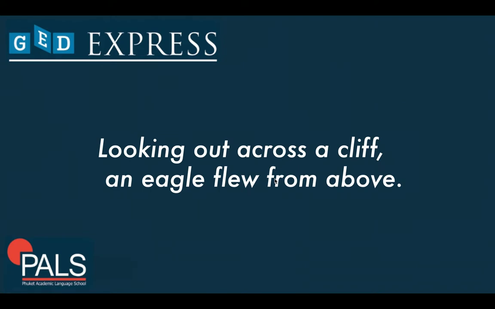Alright, so if you guessed that it might be confusing because we don't know who is looking out across a cliff, we can assume that the eagle is looking out across a cliff and then it flew from above. But actually, what is being said here is that someone, the speaker or the writer, was looking out across a cliff and then an eagle flew from above. Makes more sense that way. So if you're thinking, okay, but what's missing here? What's missing is who is doing the action.